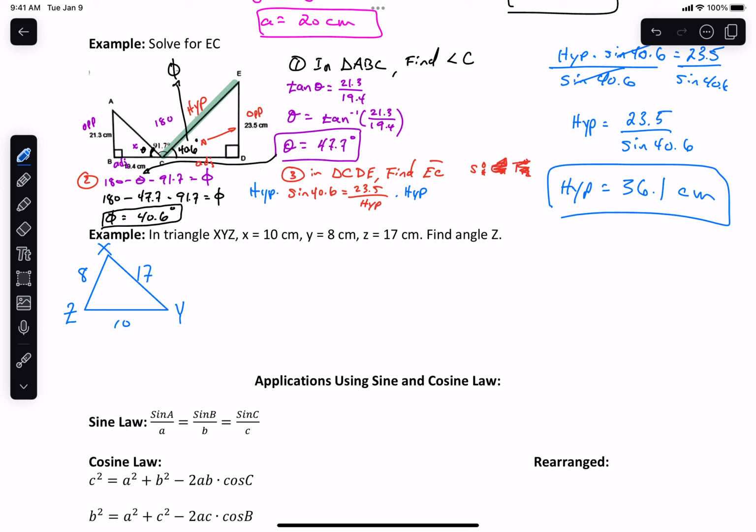And that means you can't use what to solve this? There's a list of things you can't use now. You can't use SOHCAHTOA, because SOHCAHTOA, or the trig ratios, are only for 90-degree triangles. And what else can't you use?